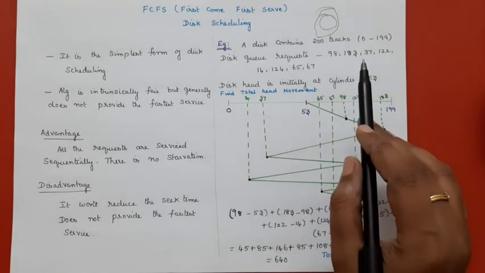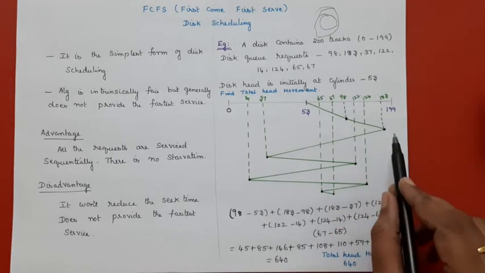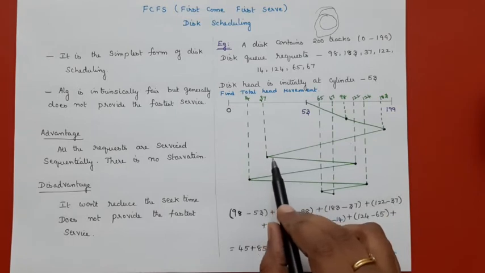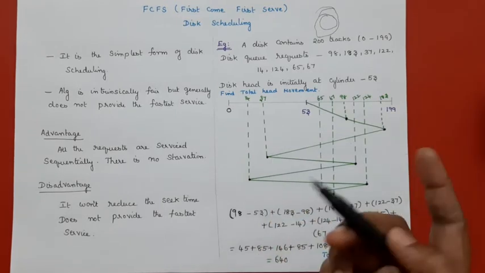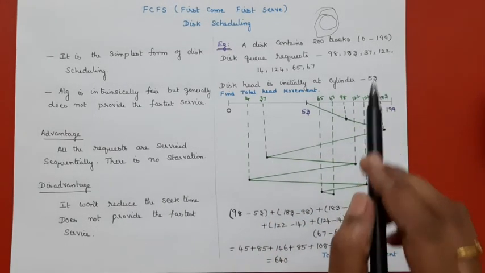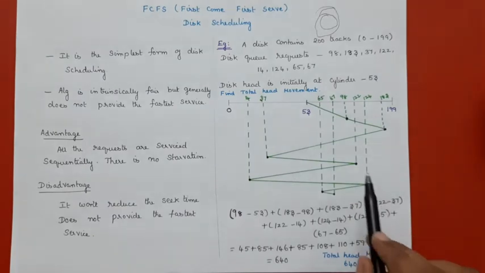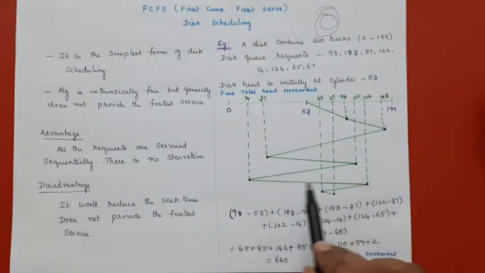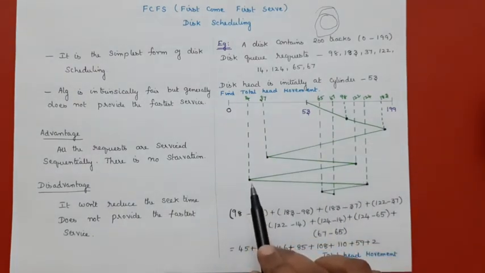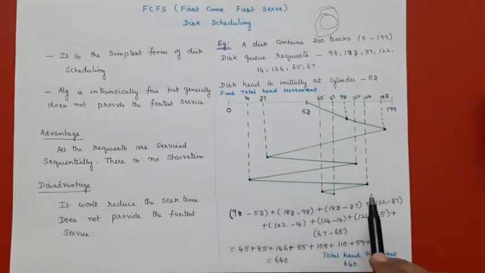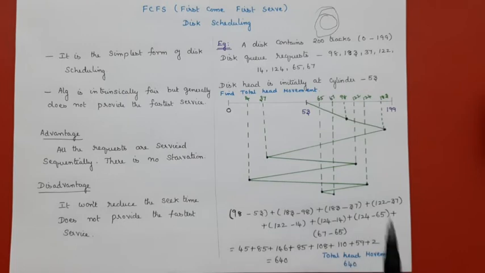Now it is at 183. My next request is 37. From 183 I'm moving to 37, and my next request is 122. From 37 I'm moving it to 122. My next request is 14. From 122, I am moving it to 14, and then from 14 to 124, from 124 to 65, and from 65 to 67. So all the requests have been serviced, right?